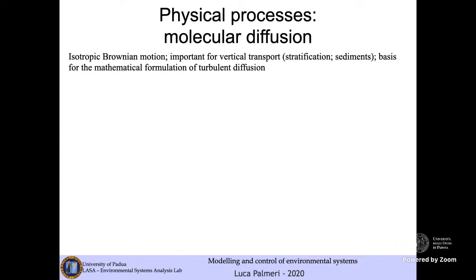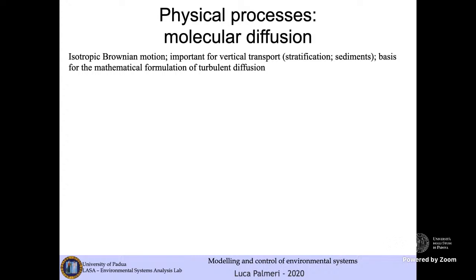Now, we can go a little bit more in detail into the physical processes of molecular diffusion. This is important because it allows us to understand the meaning of the various diffusion coefficients that you may find in transport models. Here we are dealing with models that describe transport of substances in water bodies, in water ecosystems.